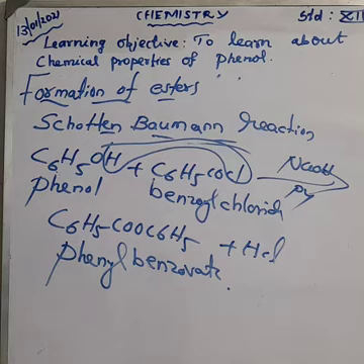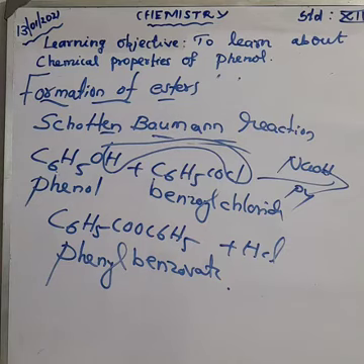Already I told you about the Schotten-Baumann reaction. By the reaction between phenol and acetyl chloride, we get C6H5COOCH3, phenyl acetate. That is also a Schotten-Baumann reaction. Here we are using phenol with benzoyl chloride.